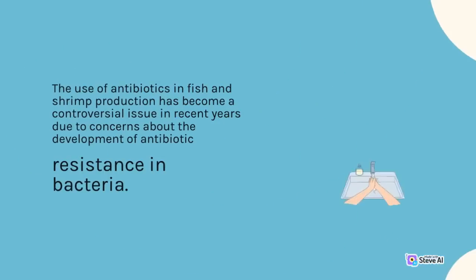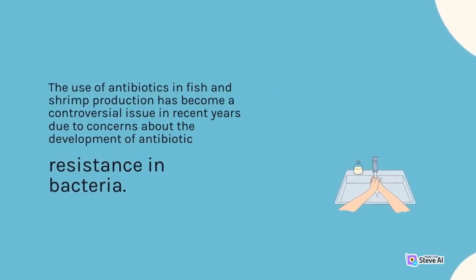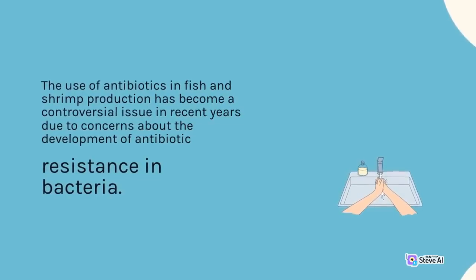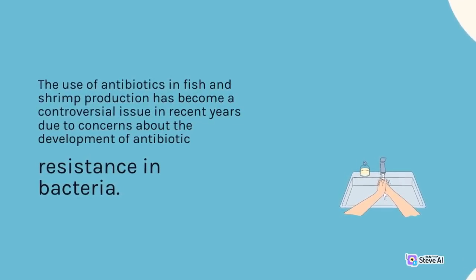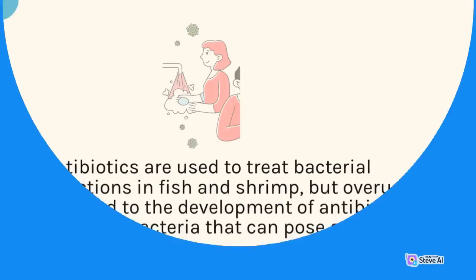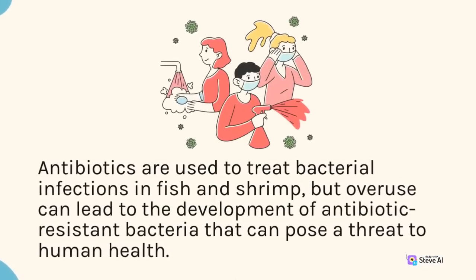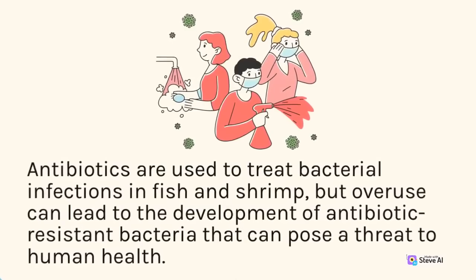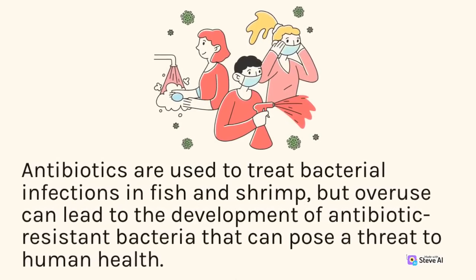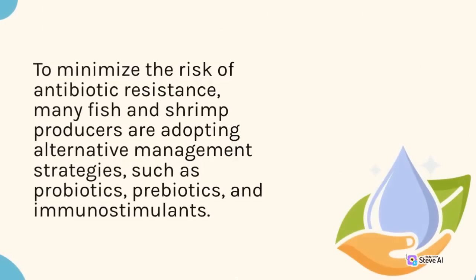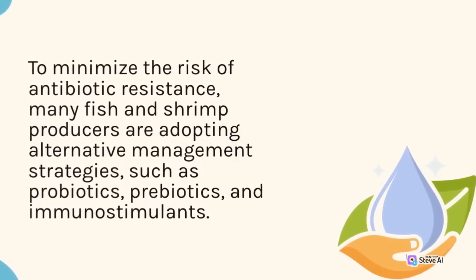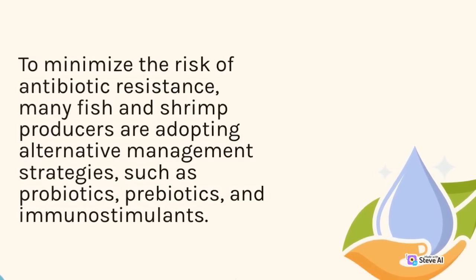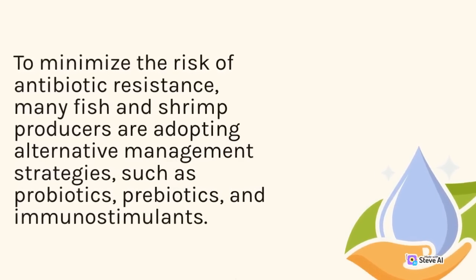The use of antibiotics in fish and shrimp production has become a controversial issue in recent years due to concerns about the development of antibiotic resistance in bacteria. Antibiotics are used to treat bacterial infections in fish and shrimp, but overuse can lead to the development of antibiotic-resistant bacteria that can pose a threat to human health. To minimize the risk of antibiotic resistance, many fish and shrimp producers are adopting alternative management strategies, such as probiotics, prebiotics, and immunostimulants.